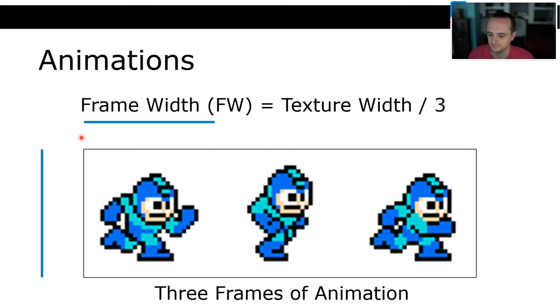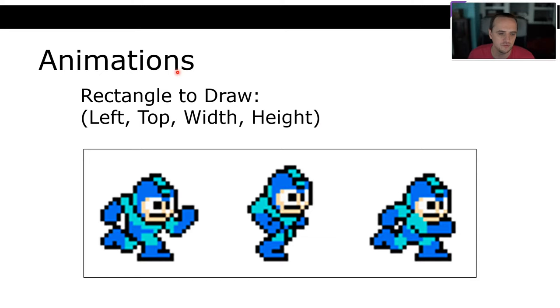So what we have to do for our animation is specify which rectangle, or which sub-rectangle, of this texture we want to draw. And that rectangle is defined by 4 variables: the left side, so that's the x value, the top, so that's the top left x and y value, the width of the rectangle, and the height of the rectangle.